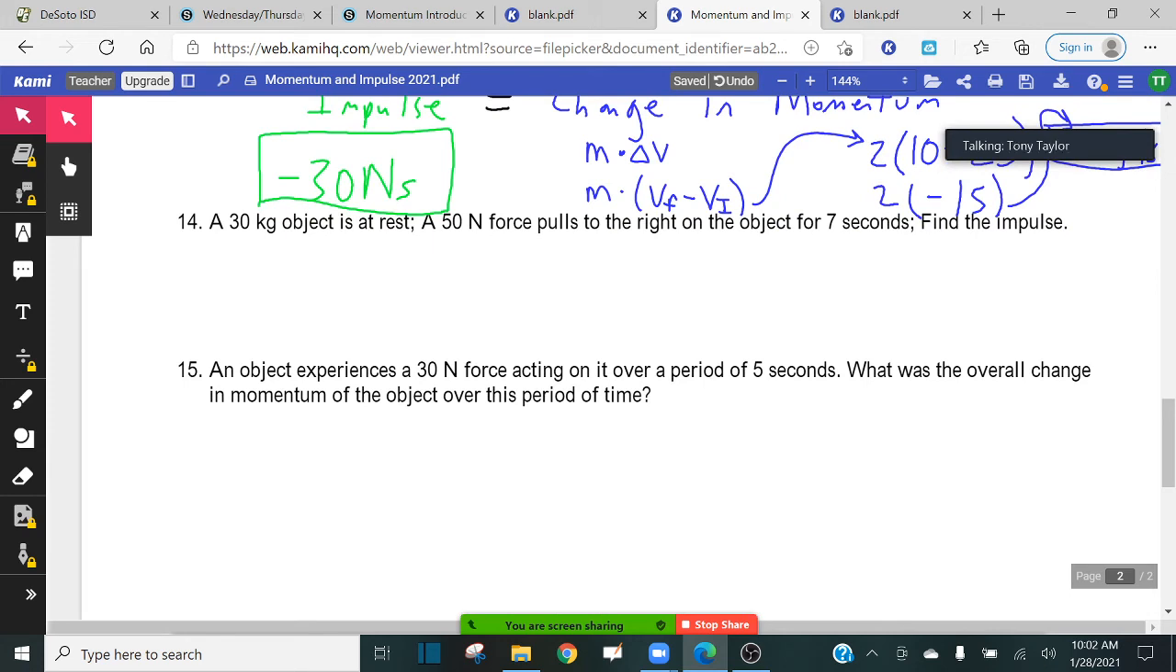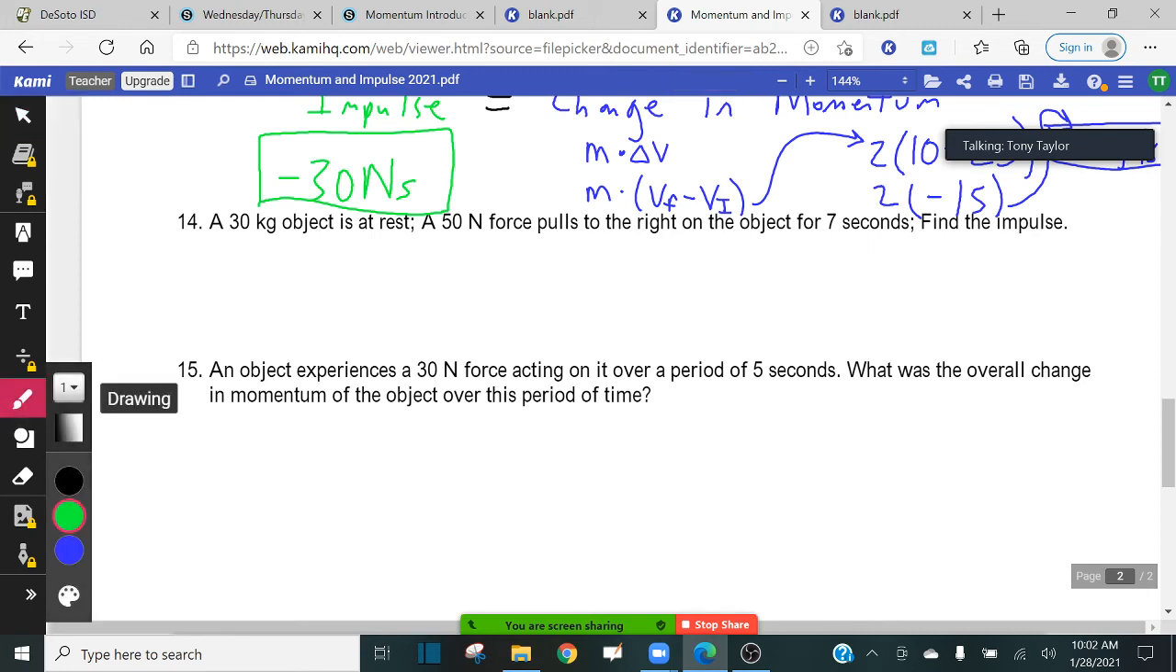Number 14 and 15. Okay. Number 14 says a 30-kilogram object is at rest. A 50 Newton force pulls to the right on the object for 7 seconds. Find the impulse. Super easy. We know how to find impulse.